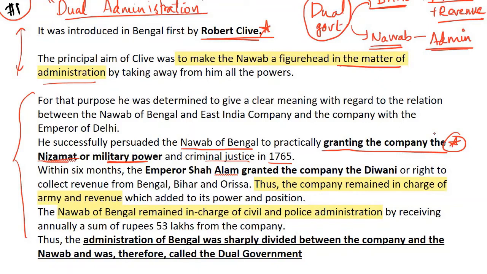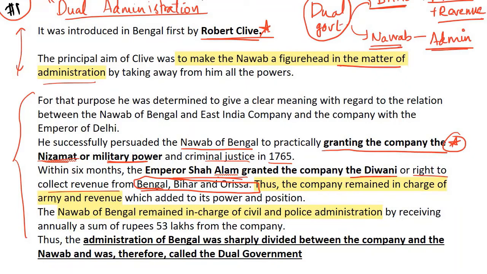Army जो है अब company के हाथ में आ गई बंगाल में, and 6 months के अंदर Shah Alam, the Emperor Shah Alam, granted the company Diwani. Diwani का मतलब क्या है? The right to collect revenue from Bengal, Bihar and Odisha. Remember this, Bengal, Bihar and Odisha से they got the right to collect the Diwani, or they got the right to collect the revenue, that is Diwani.